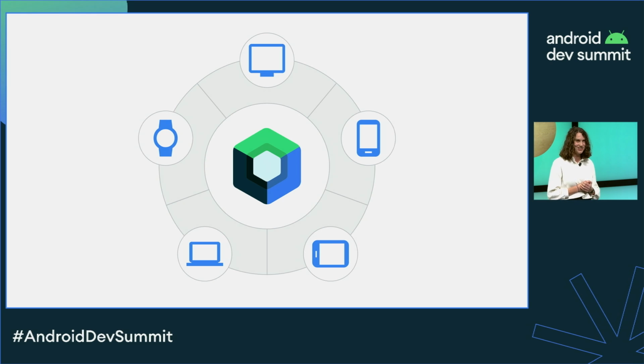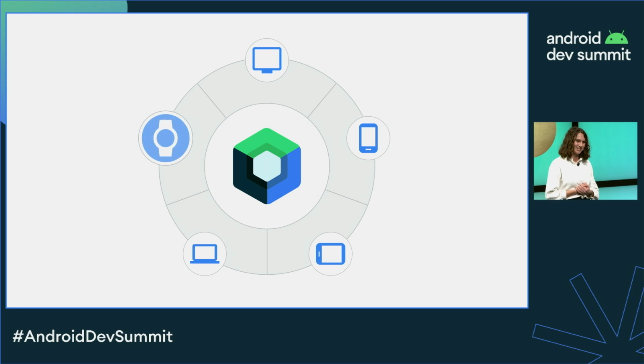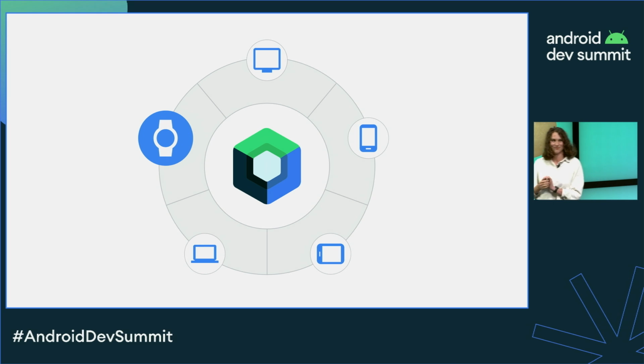To make it faster and easier to build apps for Wear OS, we announced the Compose for Wear OS 1.0 release this summer. This means that the API is stable and it has everything you need to build production-ready apps. Going forward, we recommend using Compose for Wear OS to build your Wear OS app. So let's jump in and see how it works.